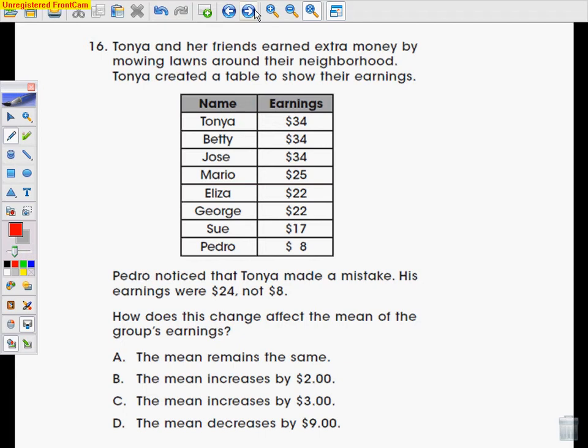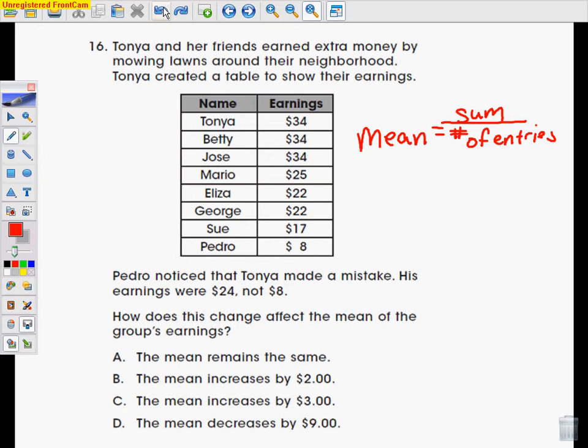Well, the first thing that you should know about this problem is what mean is. Mean is another word for average, and you find the mean or the average of something by adding up all of the entries, or taking the sum of them, and dividing by the total number of entries. So, here, the question asks us to decipher what's the difference between the mean when we have Pedro being $8 and then when we put in the correct amount that Pedro earned, which was 24. So we're going to have to do this mean twice.